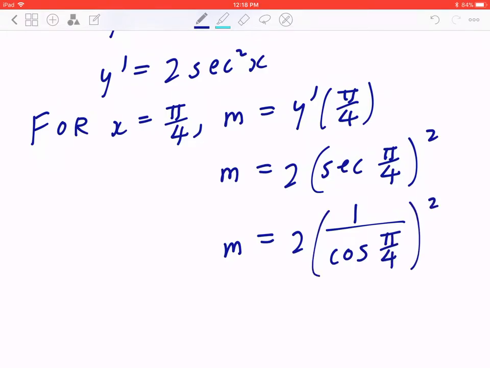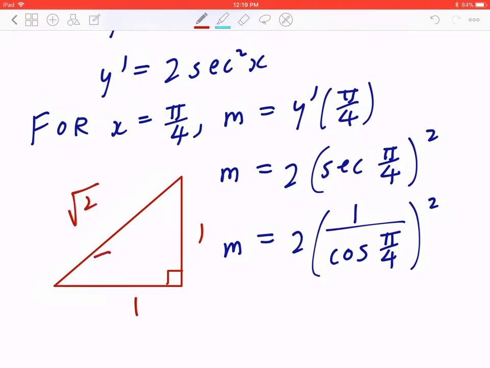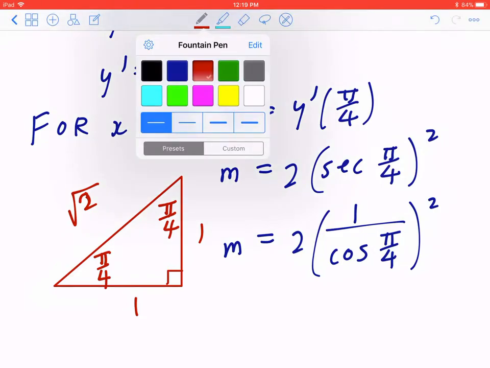Now I'm going to draw the second special triangle on the side very quickly, just to show you that you could do it based on the second special triangle. And again, that's the isosceles right triangle. Each angle is going to be 45 degrees, or pi over 4 in radians. It's going to be 1, 1, and root 2. So I'm hoping you can see that cosine of pi over 4 equals 1 over root 2.